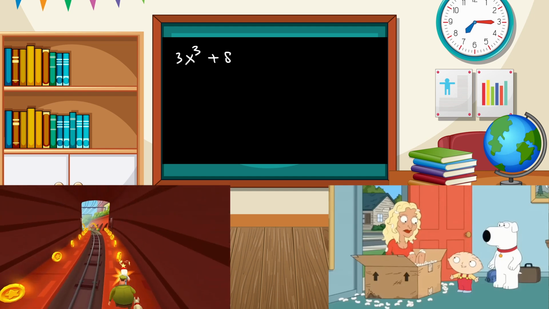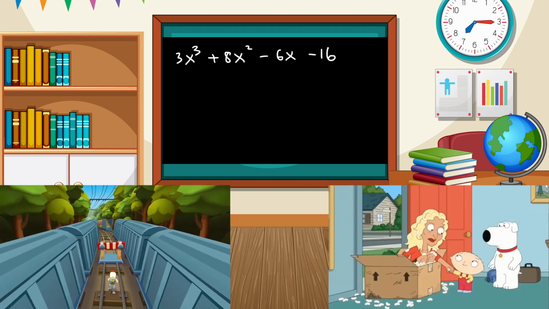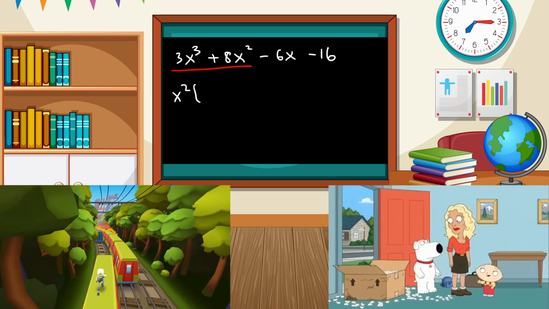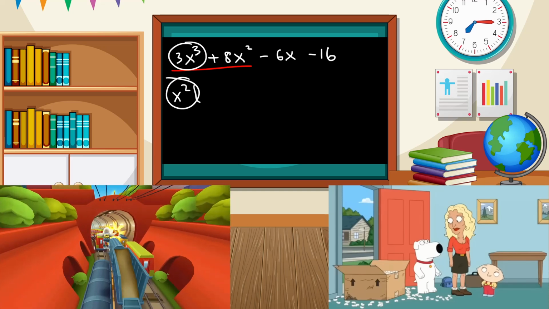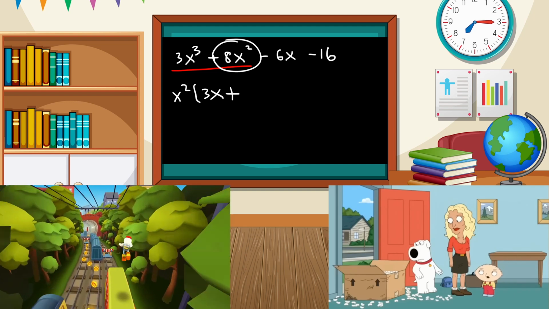3x cubed plus 8x squared minus 6x minus 16. Go ahead and try that one. So let's take out the GCF in the first 2 terms. The only thing that we can factor out really in this example is x squared. 3x cubed divided by x squared, that's going to be 3x. And then 8x squared divided by x squared is 8.